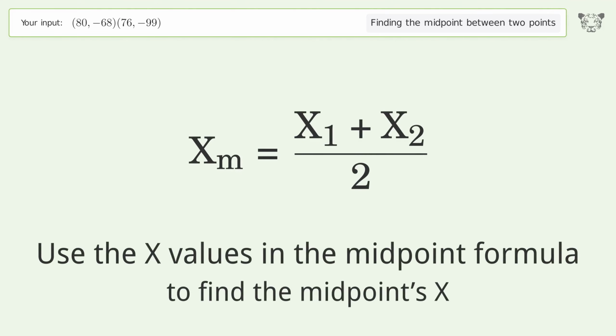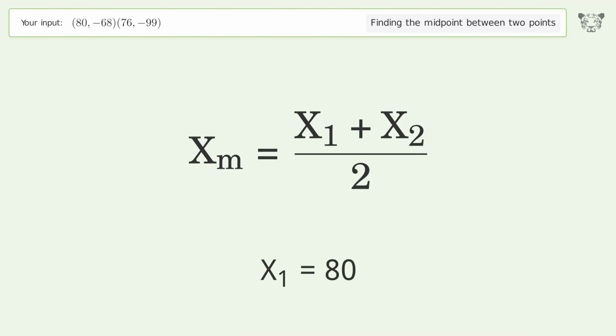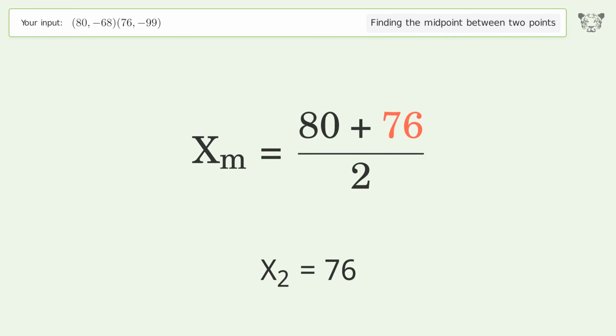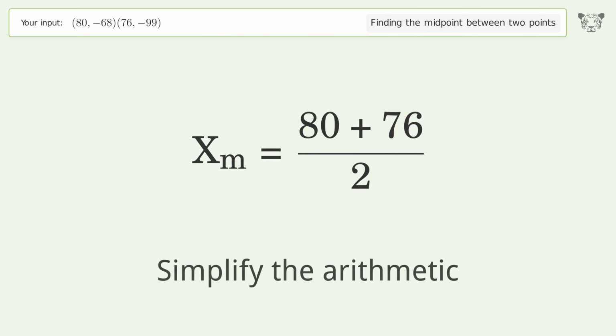Use the x values in the midpoint formula to find the midpoints x. x1 equals 80. x2 equals 76. Simplify the arithmetic.